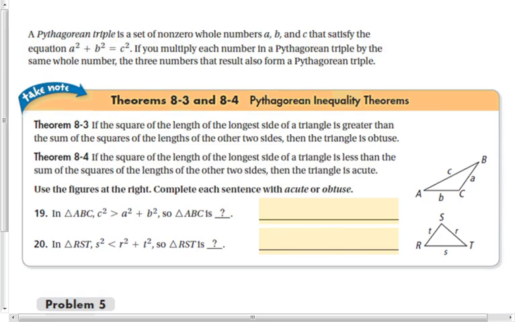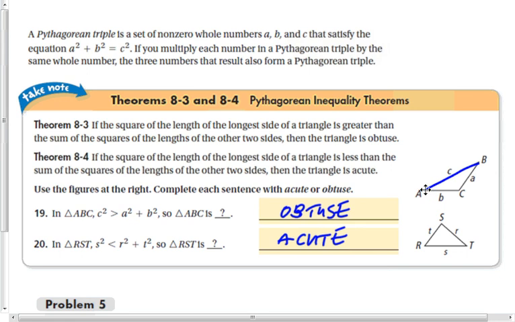All right, the last thing we're going to learn is that you can tell whether a triangle is acute or obtuse by using Pythagorean's theorem. Theorem 8.3 says that if the square of the longest side is greater than the sum of the squares of the other two sides, then you have an obtuse triangle. And Theorem 8.4 says if the square of the longest side is less than the sum of the squares of the lengths of the other two sides, then you have an acute triangle. So in this one, c squared is greater than a squared plus b squared, and that makes the triangle obtuse. And in the other one, s squared is less than t squared plus r squared, so we have an acute triangle.